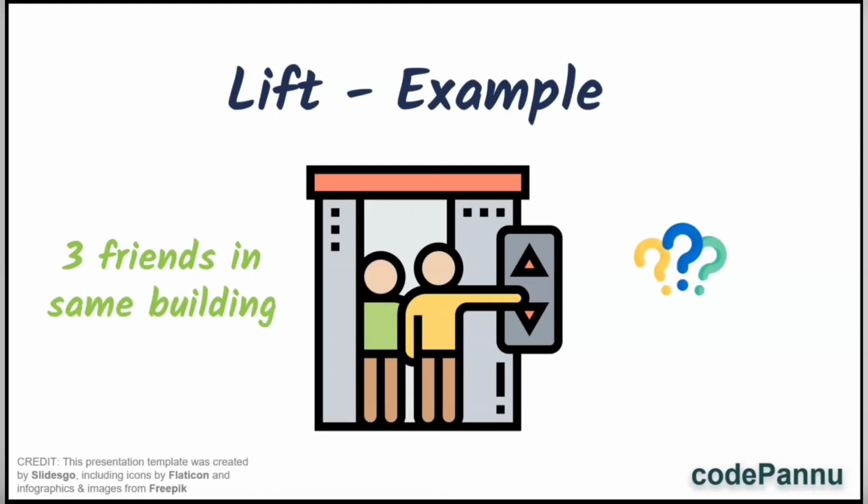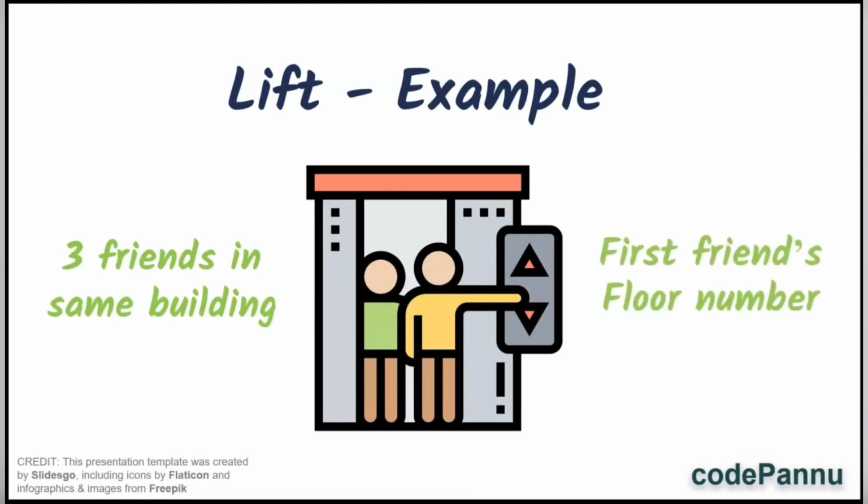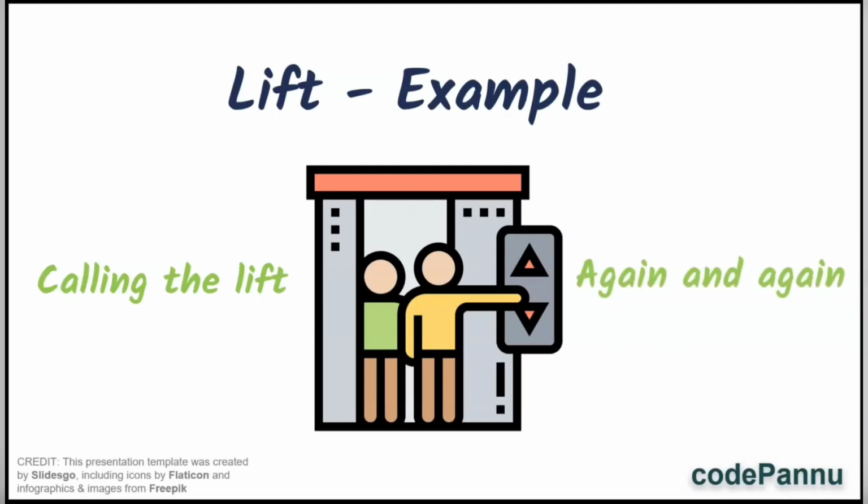You would call the lift and give the first friend's floor number and go to the home. When you want to go to the second friend's home, you would call the same lift again and give her floor number and go to the home. Finally, you can call the same lift again and give the third friend's floor number and go to the last friend's home too. Isn't it? So, we are calling the same lift again and again. But we can use it to go to different floors.